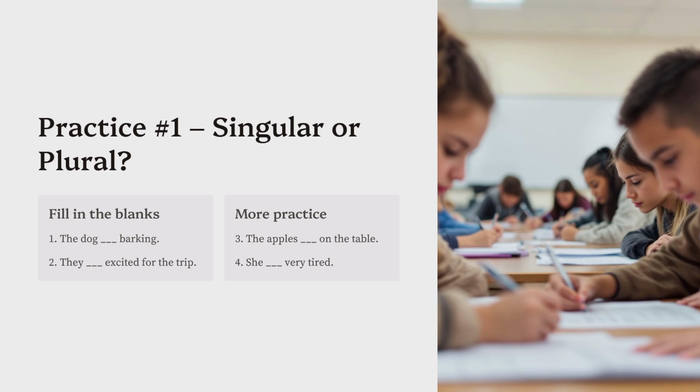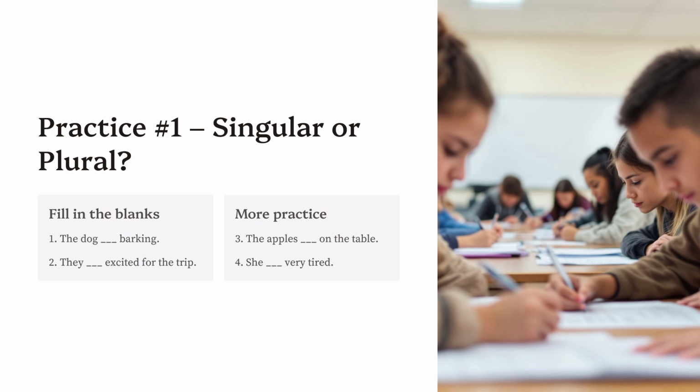Now the third sentence is the apples blank on the table. Okay, so remember, start by figuring out whether the subject is singular or plural. The subject here is apples, and since we are talking about more than one apple, it's plural. So what do we pair with a plural subject? Are. Right, so the correct sentence here is the apples are on the table.